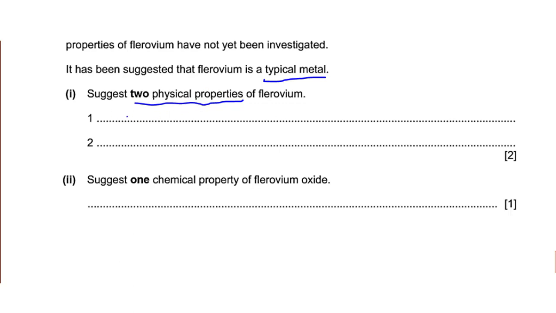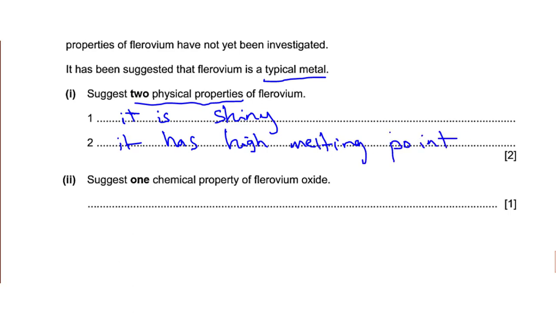For example, for flerovium, you can say shiny. You can say ductile. Okay, any property. Second one, you can say it has a high melting point. So actually, guys, it's up to you. You can choose any two physical properties of typical metals to write them down here.